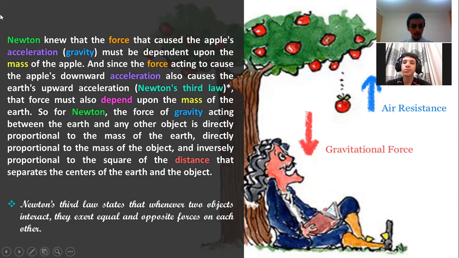The force that caused it to go down is gravity, the Earth's gravity that pulls it towards its center. And as we all know, it's stated in Newton's third law that whenever two objects interact, they exert equal and opposite forces on each other. And here the opposite force is the air resistance.